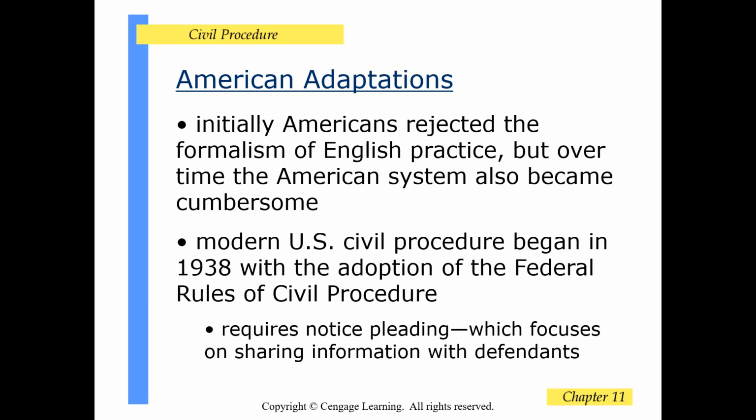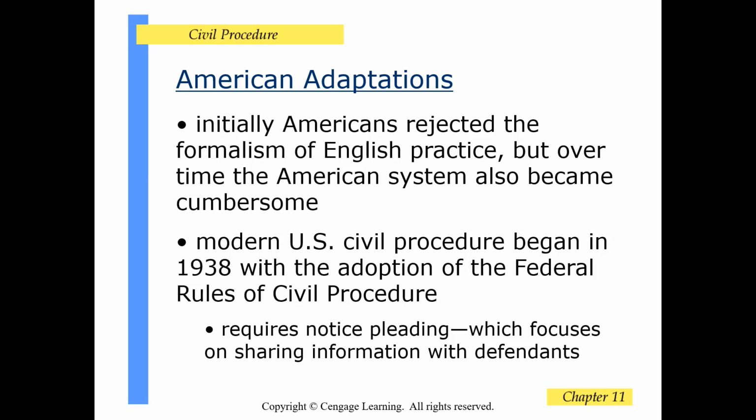However, American adaptations were made. Initially, Americans rejected the formalism of English practice, but over time, the American system became somewhat cumbersome. So modern U.S. civil procedure began in 1938 with the adoption of the Federal Rules of Civil Procedure.